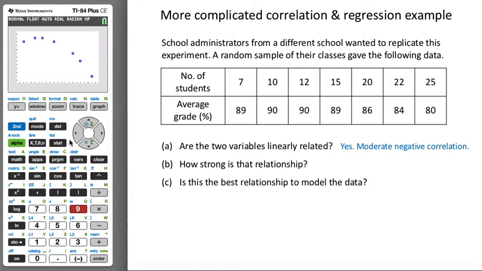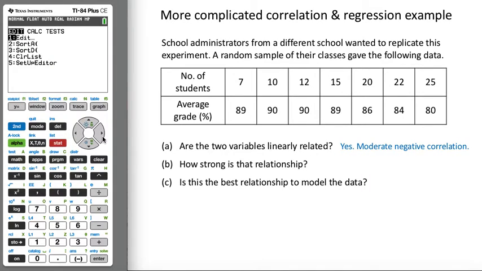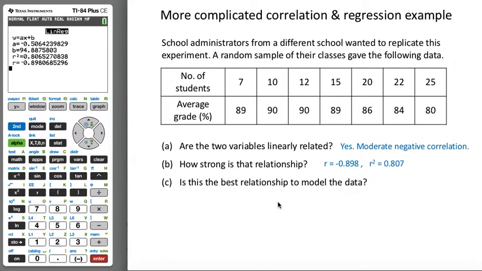Okay, how strong is the relationship? Again, we go stat, calculate this time, linear regression number 4. List 1, list 2, and let's store this equation. You don't have to for the rest of the questions here, but let's do it anyway. So that's F4, so we go second F4, let's call it Y1, and calculate. And there we've got our R squared values. So negative 0.989, that's a fairly high moderate negative correlation.